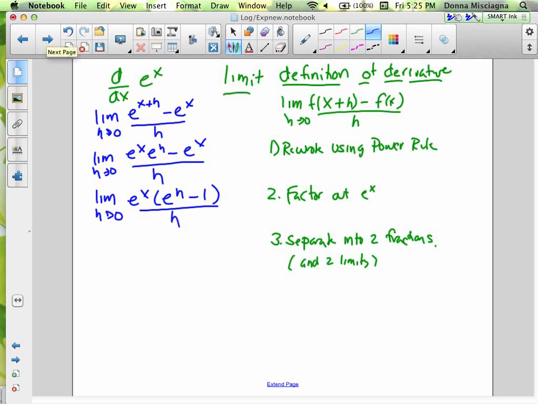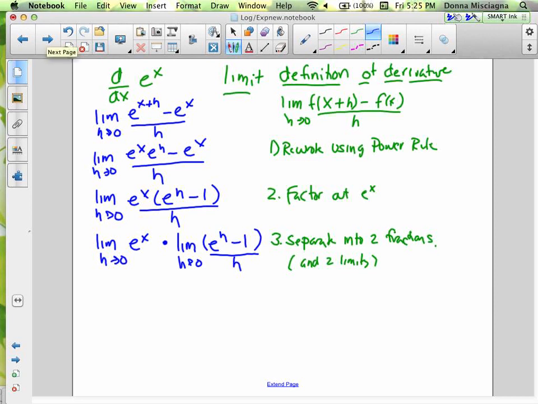All right, so we're going to put the ones with the h's together and the ones without the h's on the other side. So we have the limit as h goes to 0 of e to the x, times, because that's multiplied, the limit as h goes to 0 of e to the h minus 1, all over h. Now we look at one of them, and we're going to try and plug in.